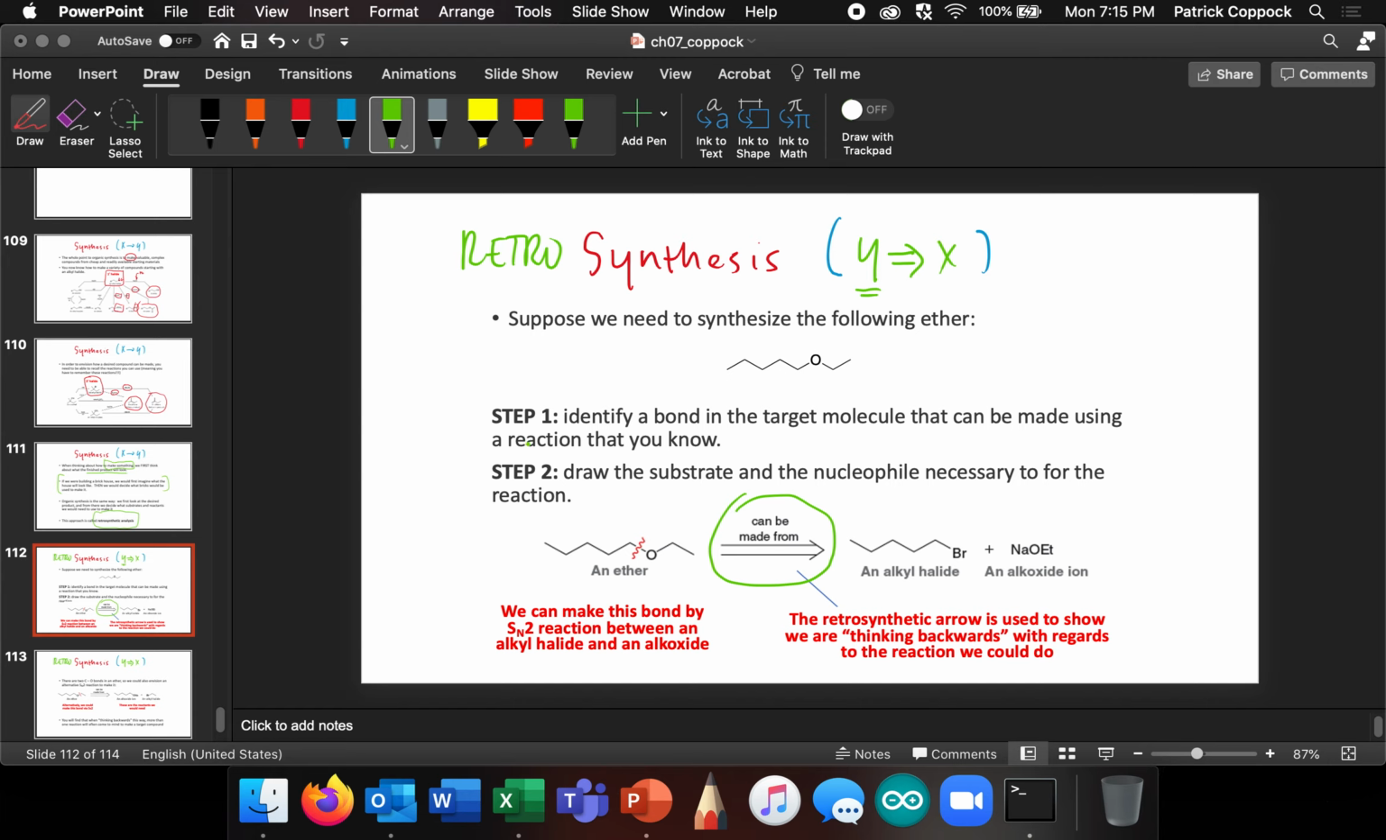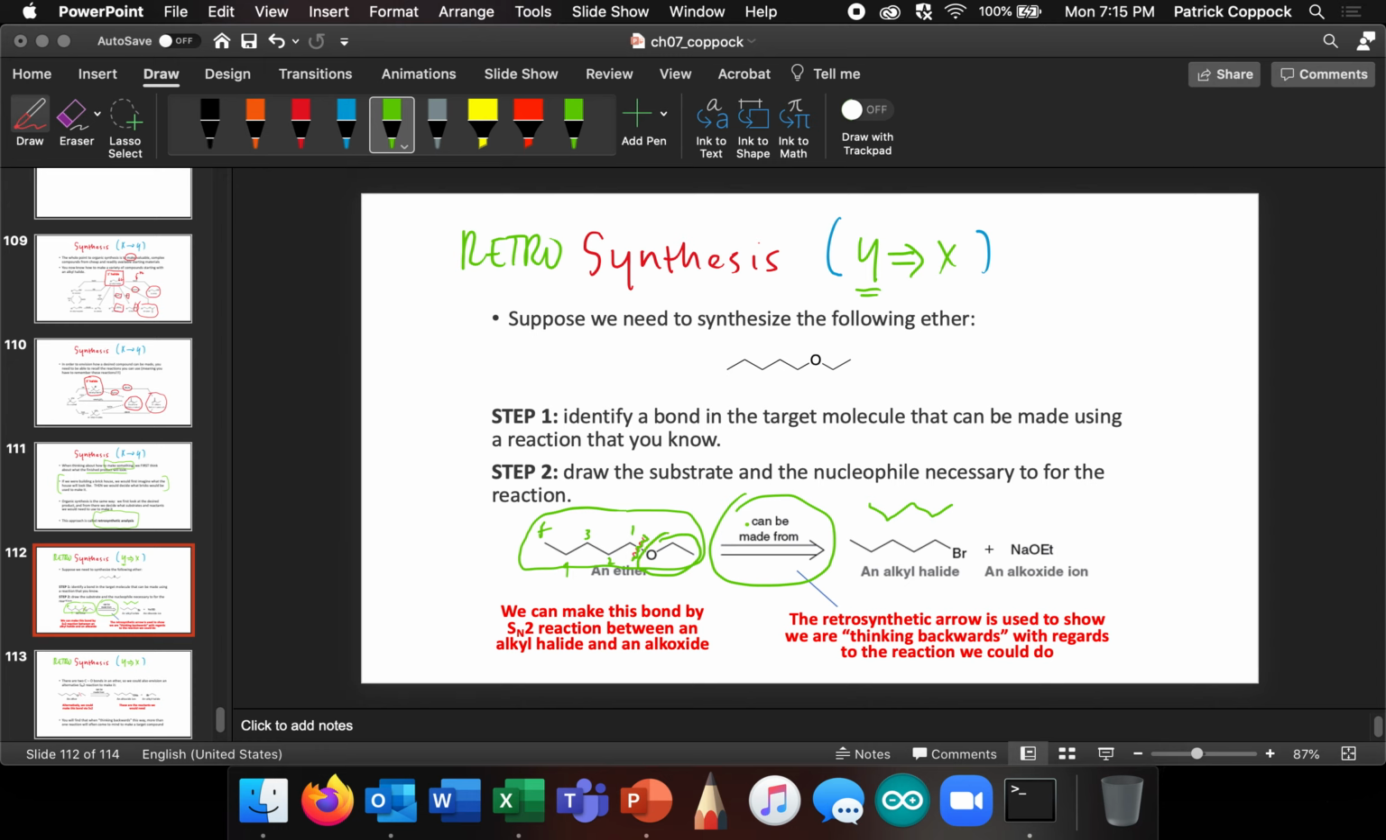So in retrosynthetic analysis, the first thing you do is identify a bond in the target molecule that can be made using the reactions that you know. For example, if you're trying to make an ether, then you say, well, I know how to make that bond right there, right? Then after you do that, you draw the substrate and the nucleophile necessary to make that. So I'm going to go 1, 2, 3, 4, 5. And then I just need a leaving group, right?